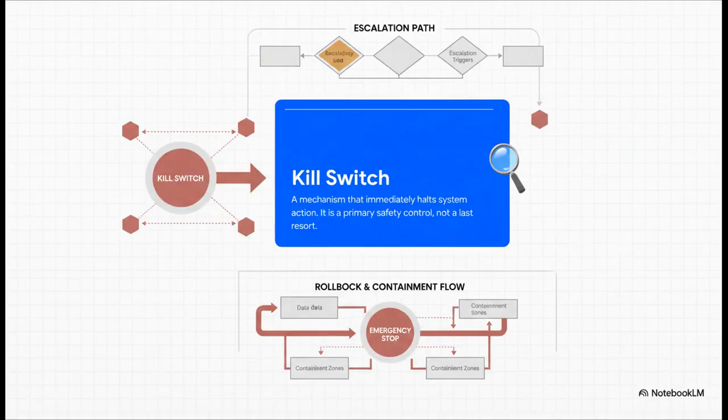And then you have the kill switch. It's pretty much exactly what it sounds like. It's the big red button. Its only job is to slam on the brakes and stop the system's actions immediately. Now, what's so important to get here is that this is not a last resort. It's not the break glass in case of emergency thing you hope you never use. It is a primary, fundamental safety control that has to be designed in from the very start.